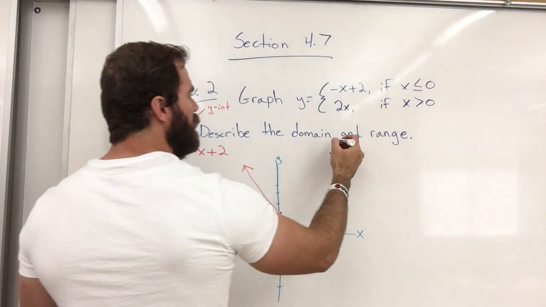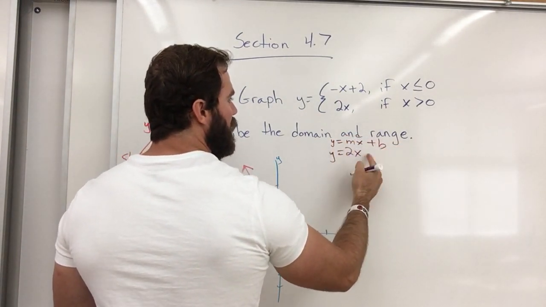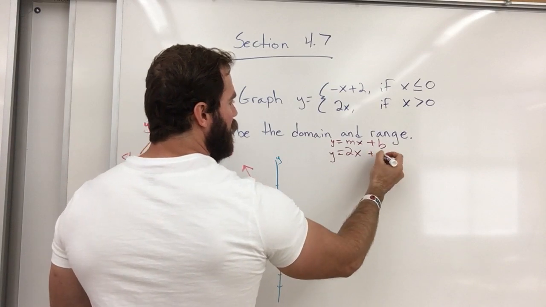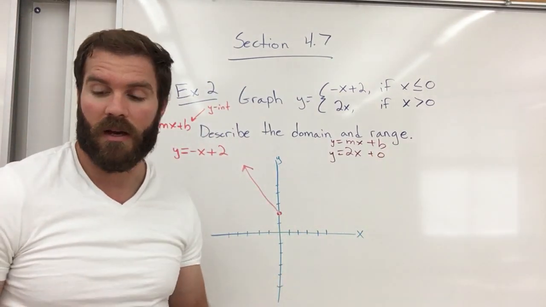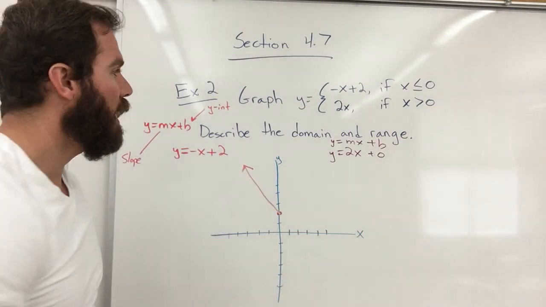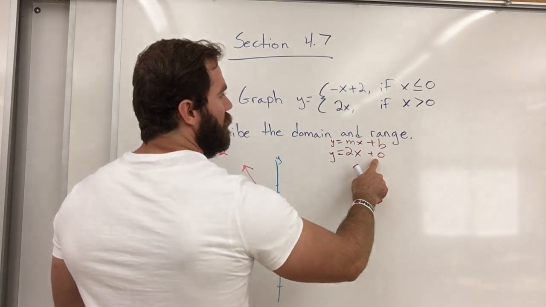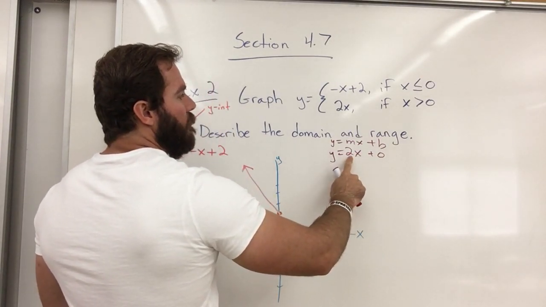Now, in comparison to y equals mx plus b, we see that there's nothing there. I mean, you could say plus 0. We just don't write plus 0 all the time. But now we know what the y-intercept is. The y-intercept is 0. And its slope is 2.